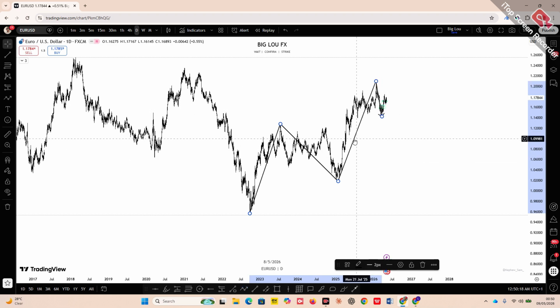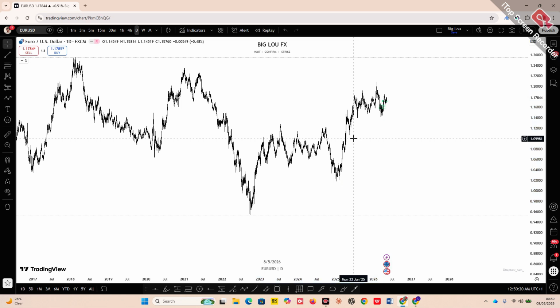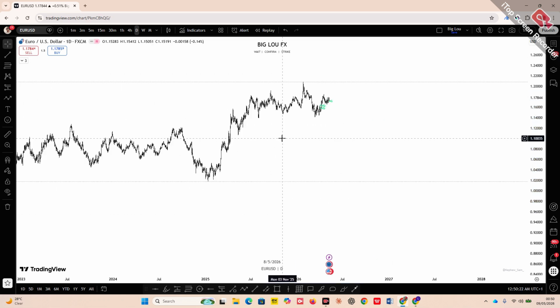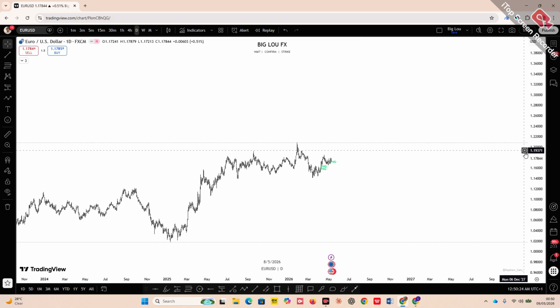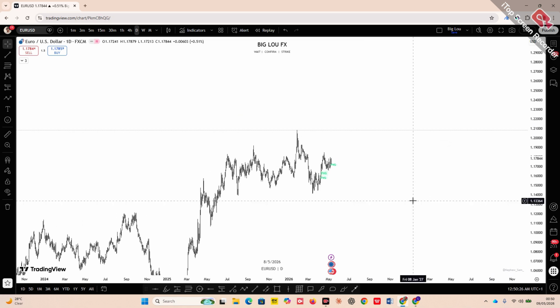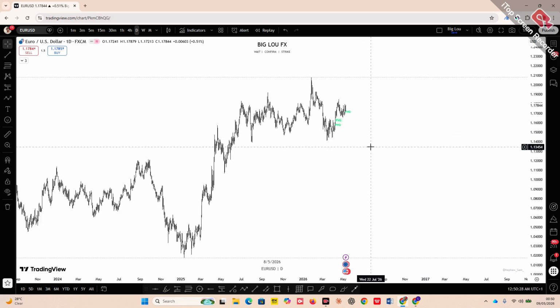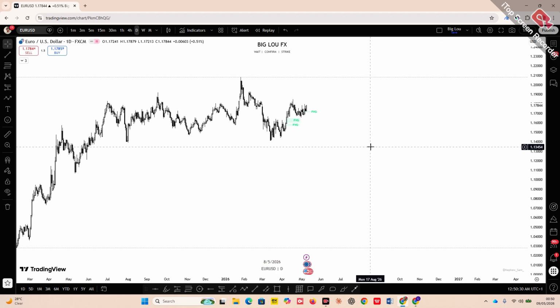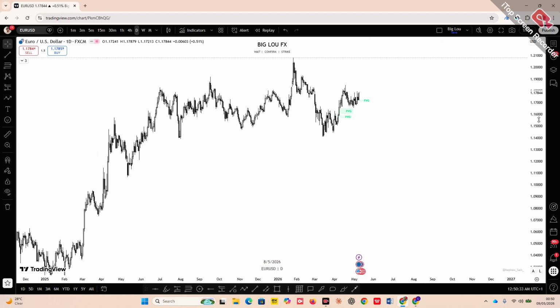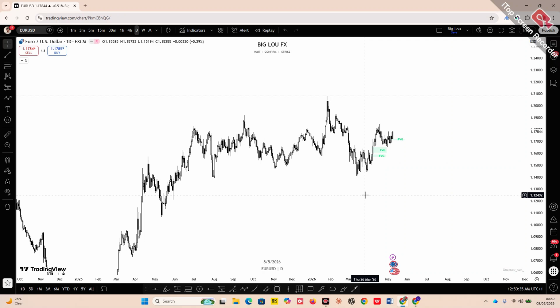All right. So we just need to mark from on the daily. What do we need to see? We need to just get our bias. The bias is very obvious here. The bias is bullish.